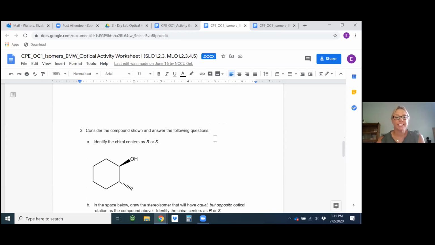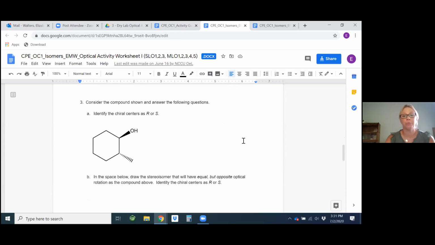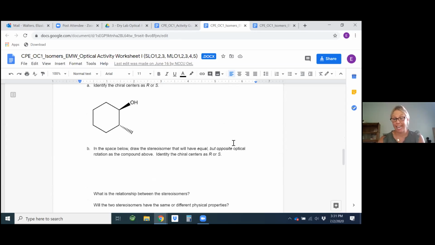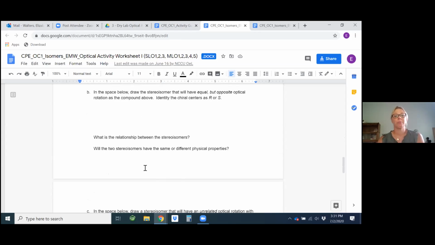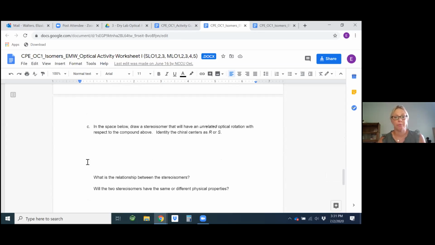The last part of this activity is to use a molecule with multiple chiral centers so that we can increase the number of stereoisomers students will consider. In this particular compound, they'll have both an enantiomer and diastereomers, and they're asked to draw an enantiomer, identify the relationship, comment on physical properties, similarities, and differences, and then draw a diastereomer. Although those words aren't directly used, they're discussed in terms of related or unrelated optical activity.